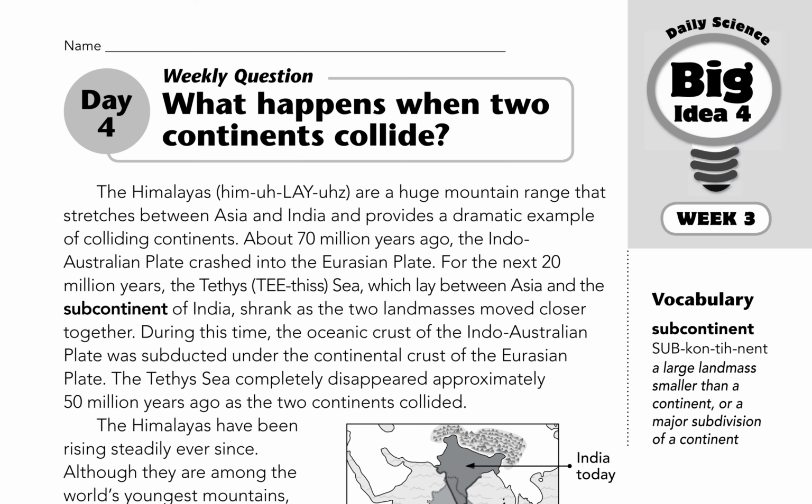The Himalayas are a huge mountain range that stretches between Asia and India and provides a dramatic example of colliding continents. About 70 million years ago, the Indo-Australian plate crashed into the Eurasian plate. For the next 20 million years, the Tethys Sea, which lay between Asia and the subcontinent of India, shrank as the two landmasses moved closer together. During this time, the oceanic crust of the Indo-Australian plate was subducted under the continental crust of the Eurasian plate. The Tethys Sea completely disappeared approximately 50 million years ago as the two continents collided.